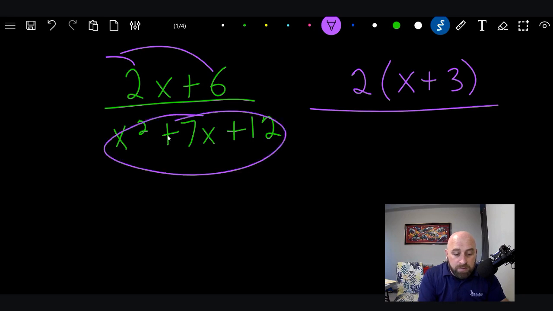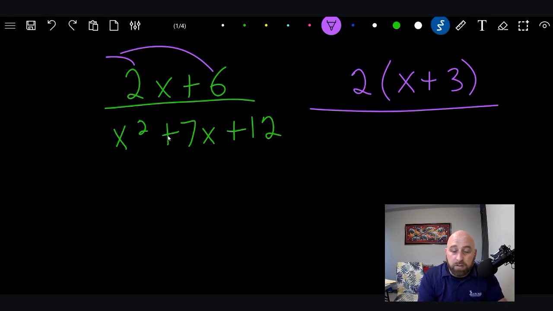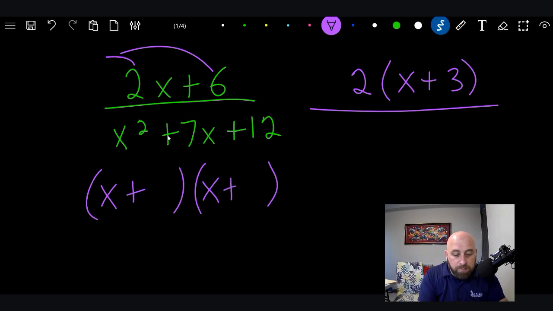Now this one's a little different. We're going to have to factor this one by factoring the quadratic. Okay, so x and x, our signs are going to be plus and plus. All right, so we got 12. So we got 1 times 12 and 2 times 6 and 3 times 4. So those are our factors there. Which one's going to give us 7? Okay, that's right, 3 and 4. So we're going to use 3 and 4.